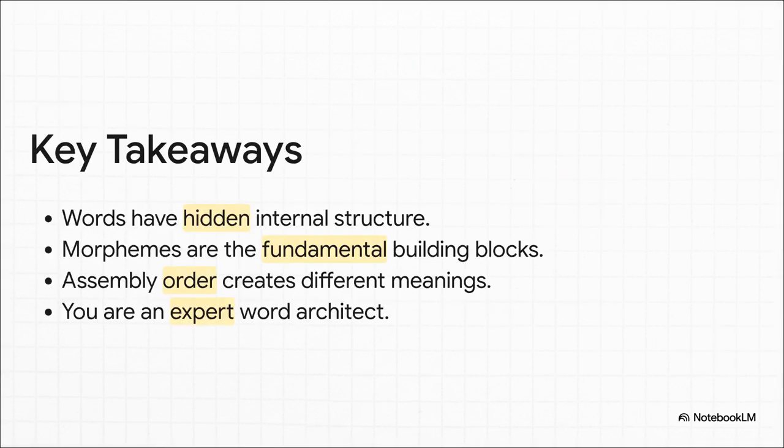So, what did we learn on our factory tour today? Well, we saw that words have a hidden internal structure, and they're built from these fundamental blocks called morphemes. We discovered that the order you assemble them in can completely change the meaning, and maybe most importantly, we realized that the expert architect behind this whole operation is you. Your brain is doing it all the time.